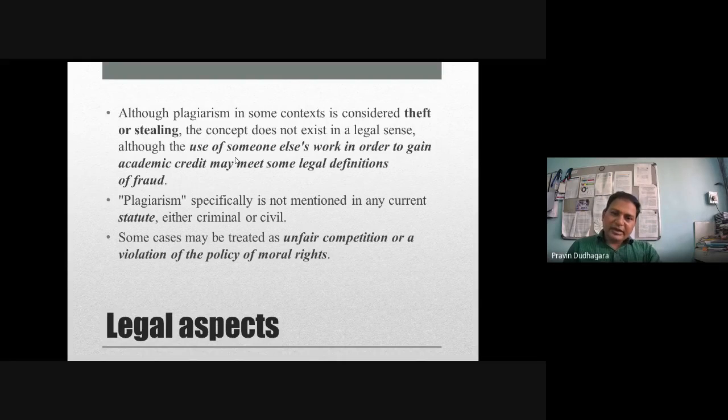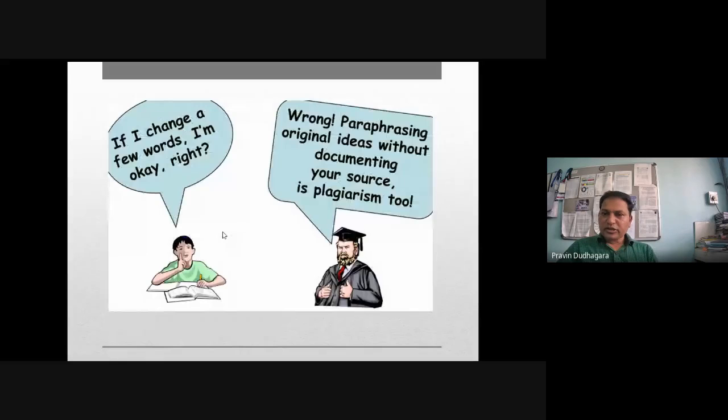So according to that, if you are not supposed to prepare that particular document according to the rules and regulations, then it is considered a violation. However, there is no particular criminal or civil offense generally mentioned in the statute of any particular institute. Okay, so if I change a few words, I am okay.